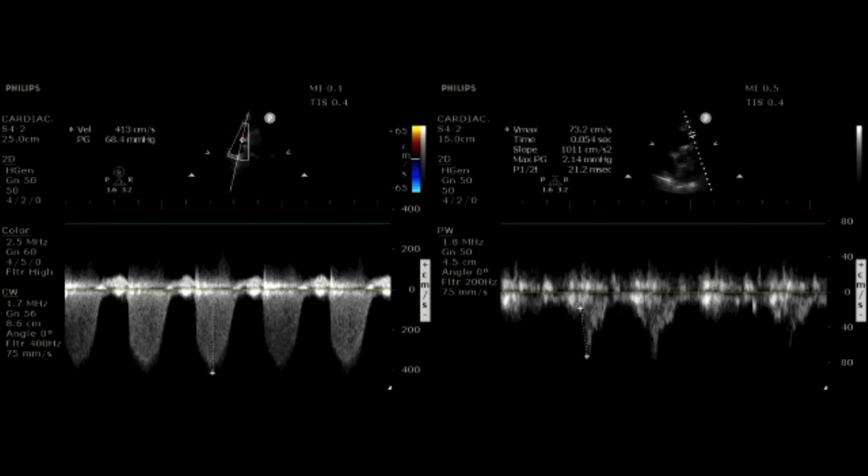So in acute PE, a narrow spike is quite sensitive and specific for a significant size pulmonary embolism.